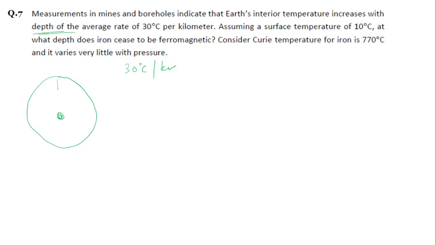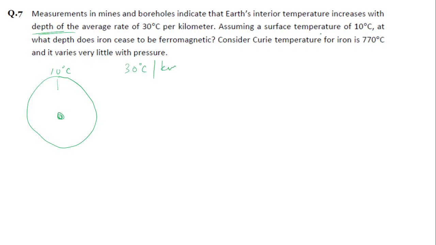Assuming surface temperature is 10 degrees centigrade, means at the surface the temperature is 10 degrees centigrade, and then for every 1 kilometer it increases by 30 degrees centigrade. At what depth does iron cease to be ferromagnetic? Consider the Curie temperature for iron is 770 degrees centigrade, and it varies very little with pressure. Because when we go inside, pressure will be increasing, but here we have to consider that pressure will not have very much effect on the Curie temperature. That is what we have to assume.